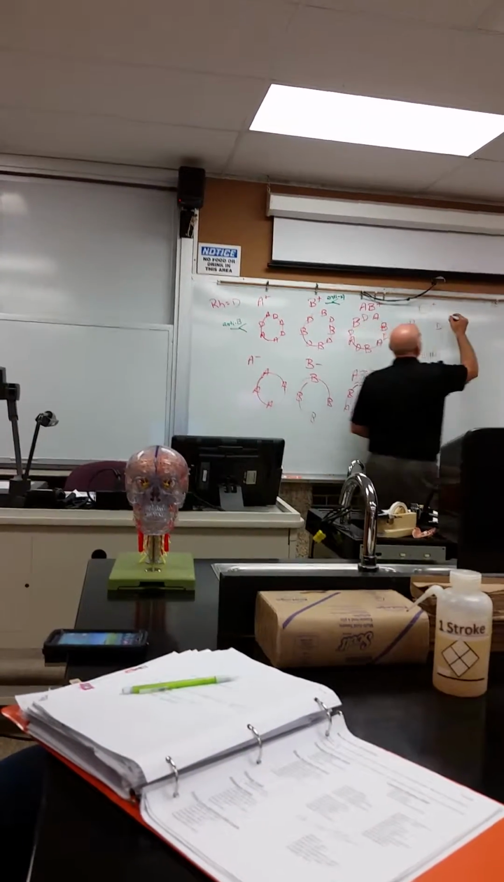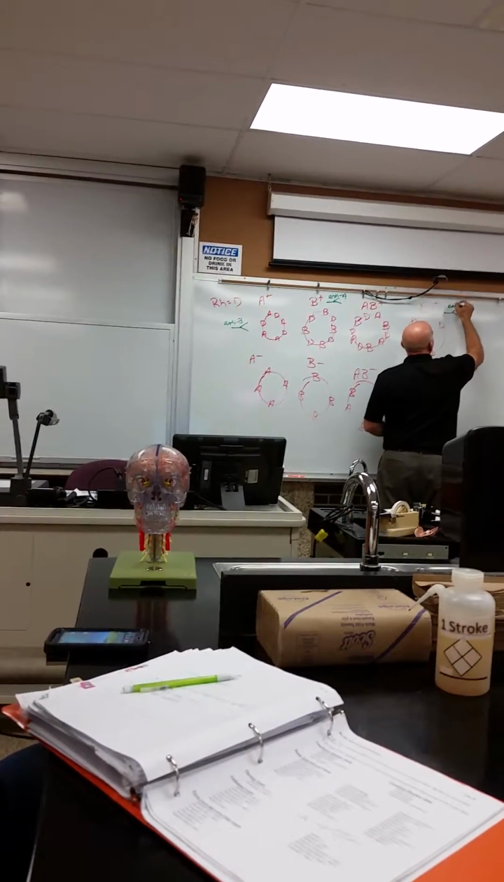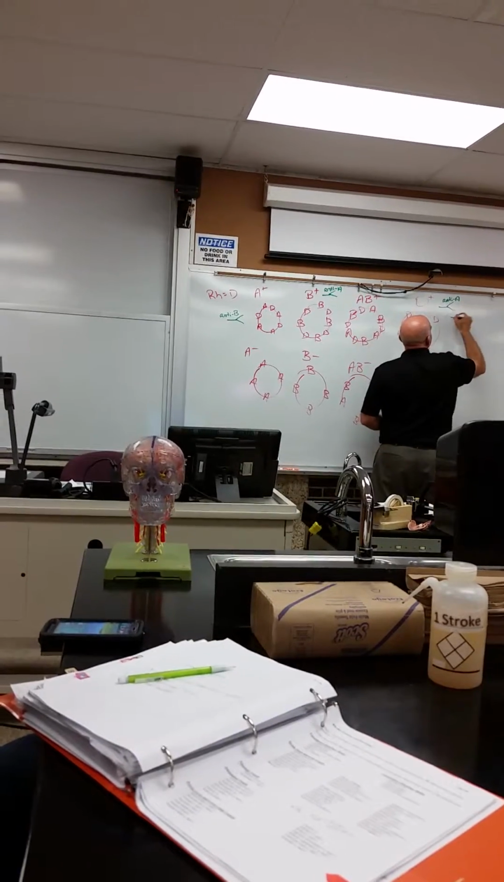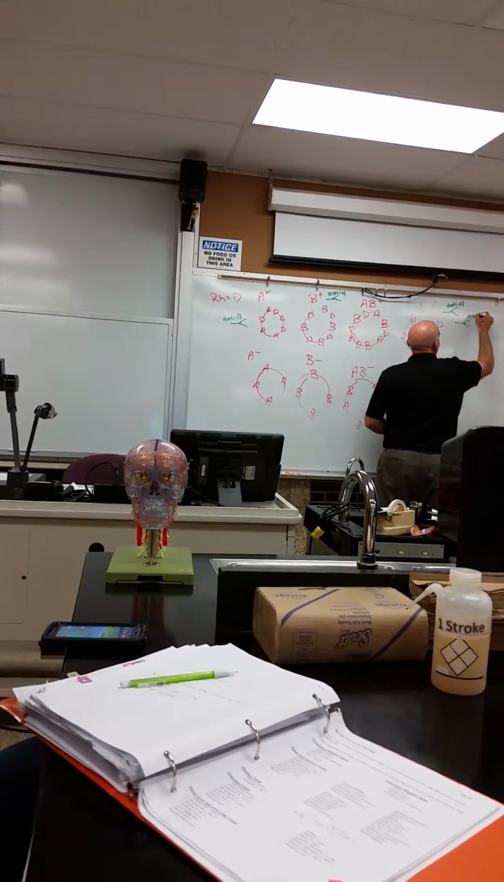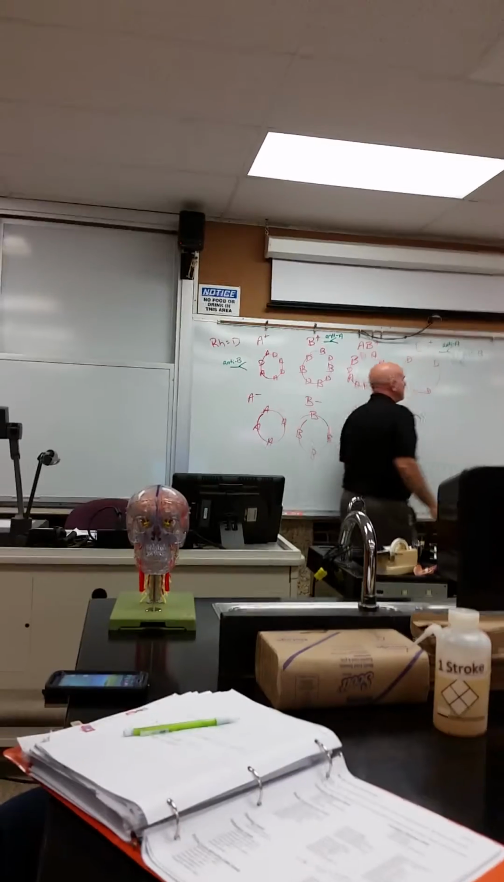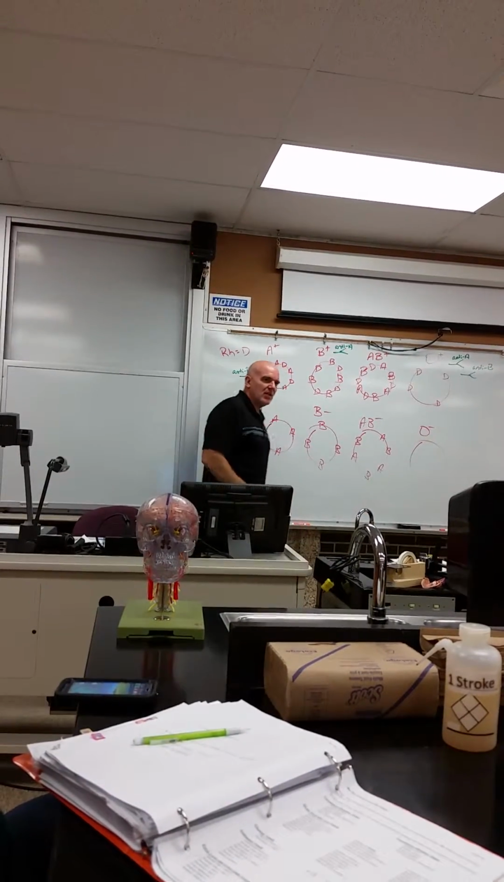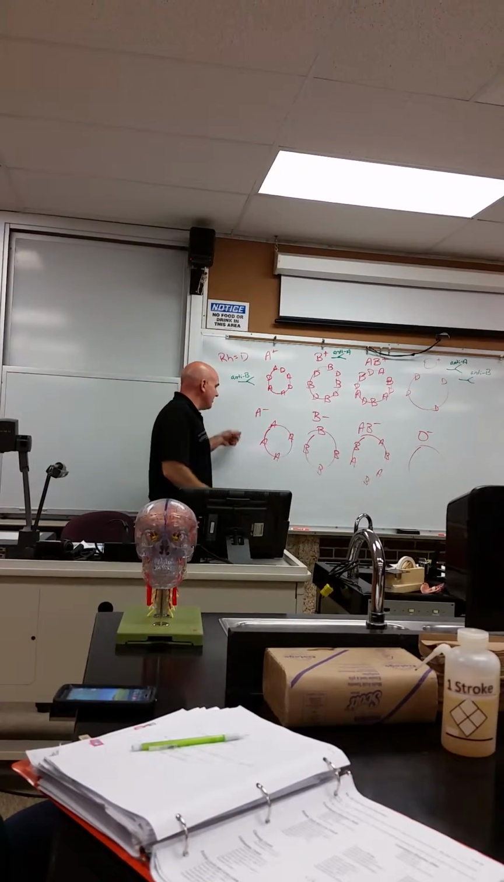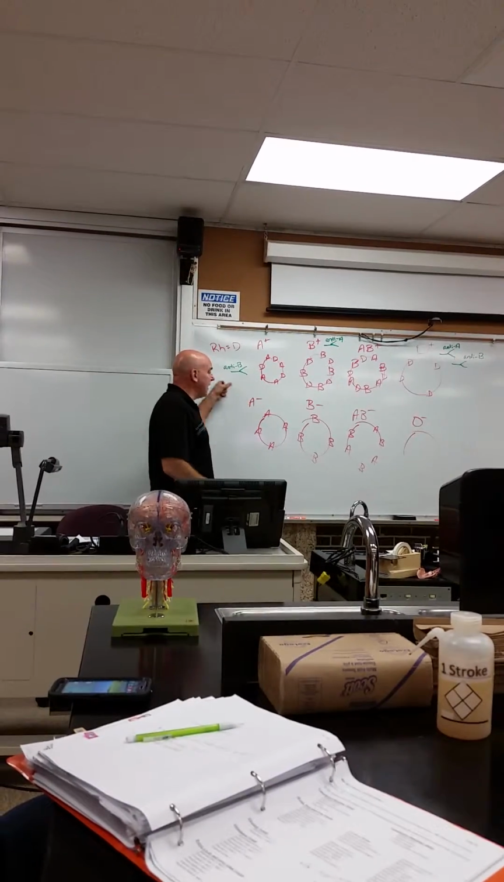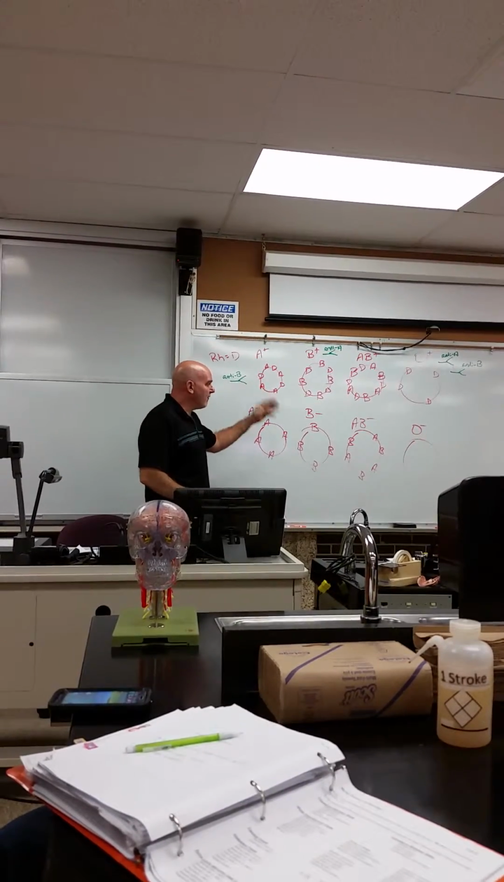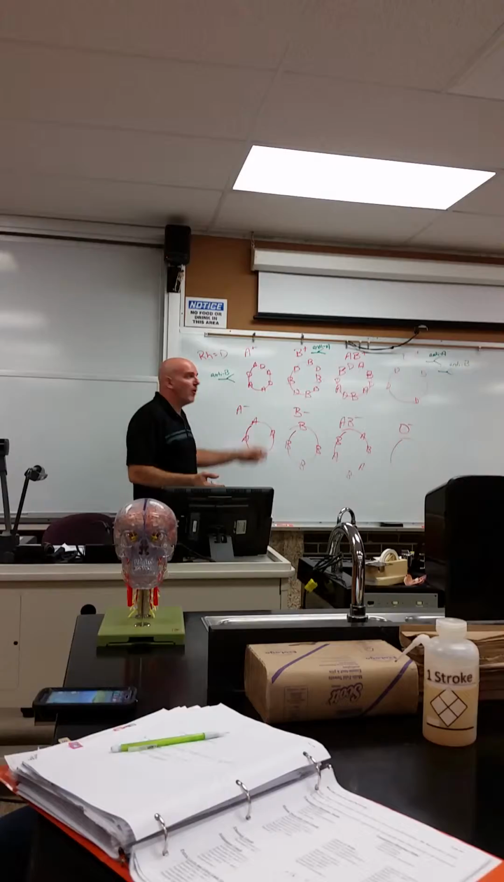And if you're O pos, you make anti-A and anti-B antibodies. Likewise down here. If you're A, you make anti-B. If you're B, you make anti-A. If you're AB, you don't make any. If you're O, you make both.